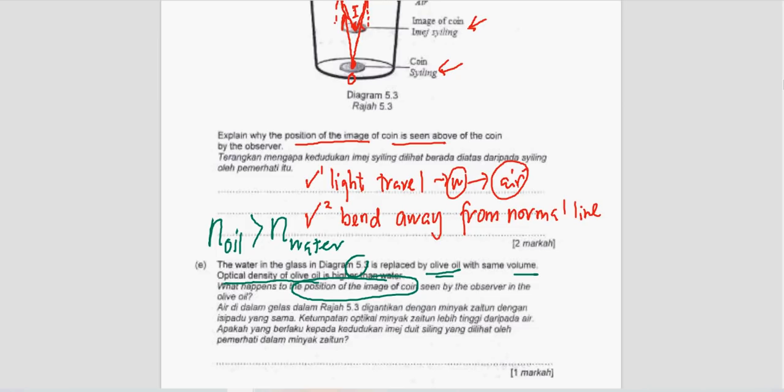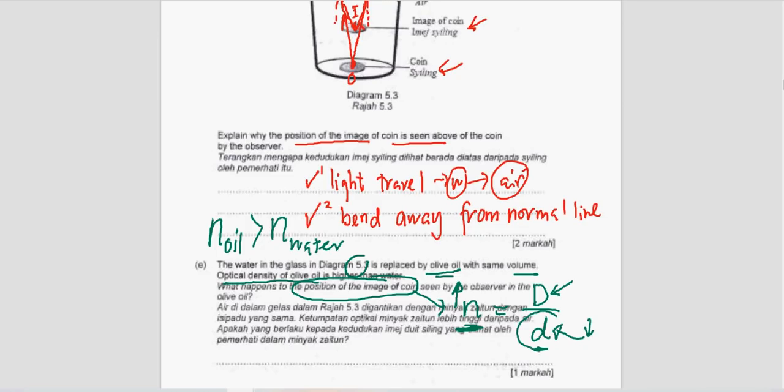Since they are asking about the position of the image, you need to use this formula: refractive index equals real depth divided by apparent depth. So we're focusing on the apparent depth. What happened to the apparent depth? In this case, the refractive index is bigger, but the volume of the liquid is the same, so the real depth is the same. If the refractive index is bigger and bigger, then d will be smaller.